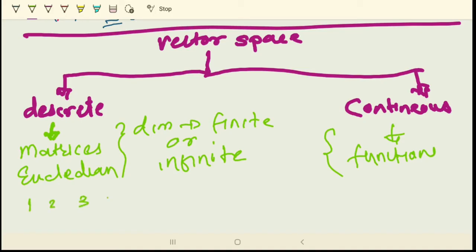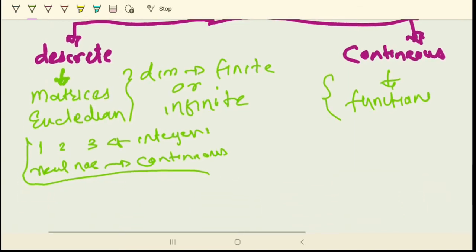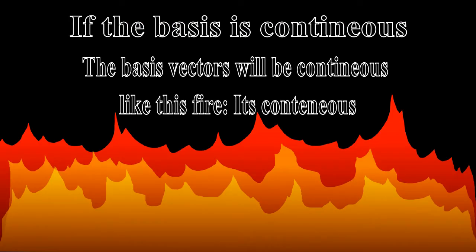As an example, numbers 1, 2, 3, these are discrete numbers. So all integers are discrete numbers. On the other hand, the real numbers are continuous. Whatever is the difference between these integers and real numbers, that is similar to the difference between our discrete basis set and continuous basis.